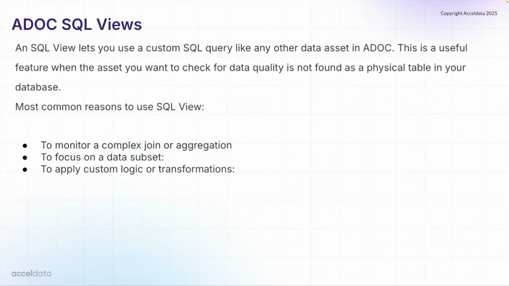The second reason is to focus on a data subset. If you have a large table, but you only need to monitor a specific subset of that data, then you can create a SQL view by adding a where clause, and using the where clause you can filter the data, and then the data policies will only run on the filtered subset of records. This makes our data quality checks faster and more focused on the dataset that we want to apply the data reliability rules on.